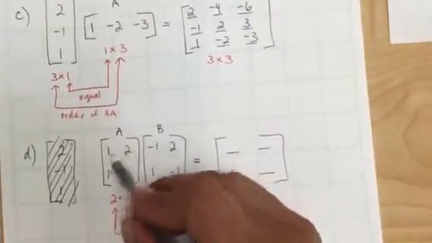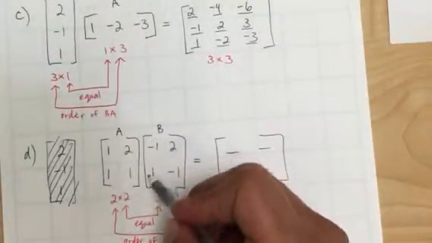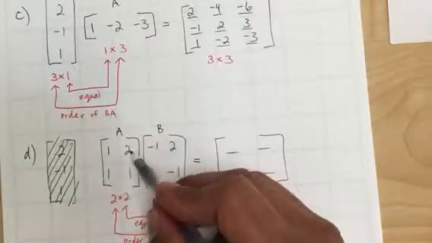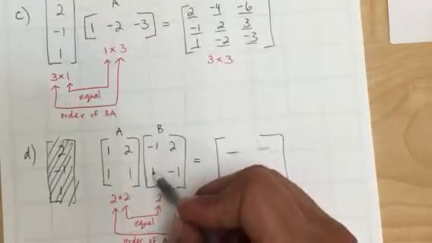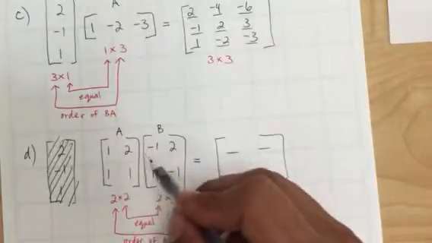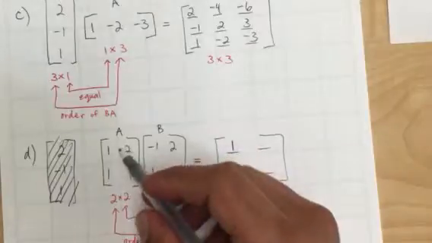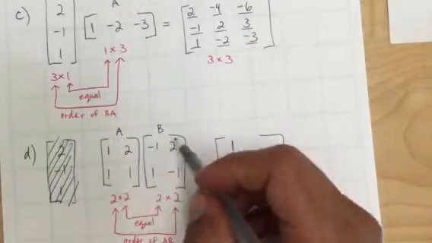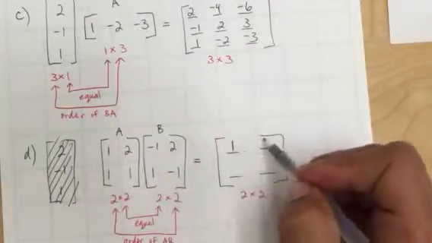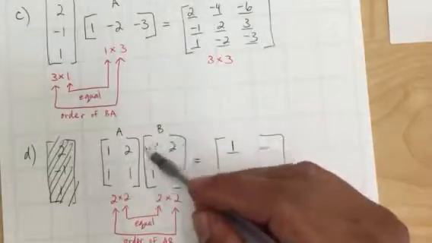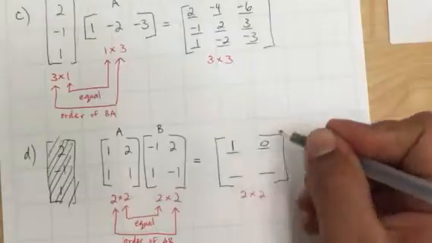Now let's go ahead and multiply the first row times the first column. So we got 1 times -1 plus 2 times 1. So we get -1 plus 2. So that's going to be 1. The next one is going to be first row times second column. That'll give us our second entry up here. So we're going to have 2 plus -2. So that's going to be 0.